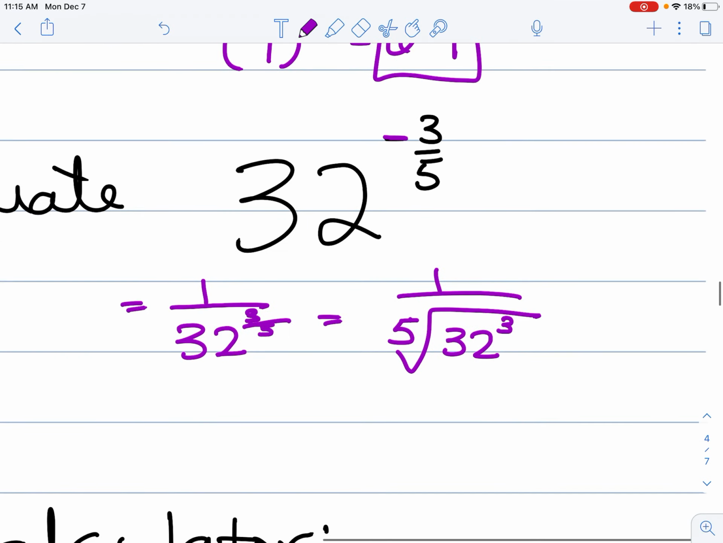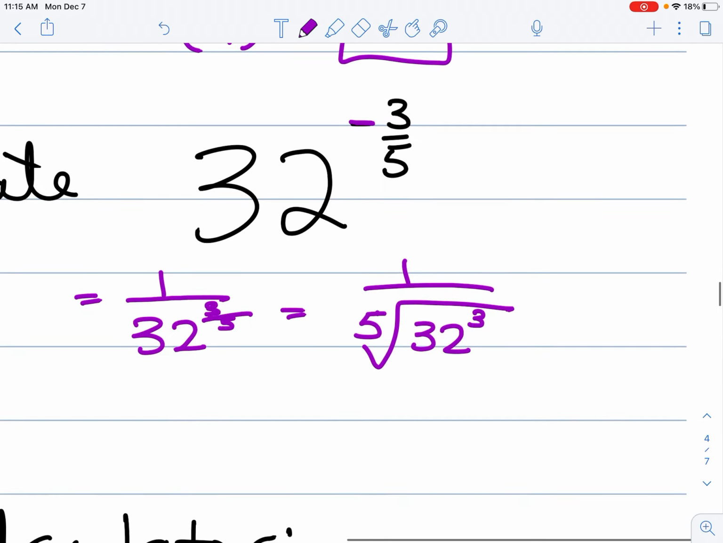Now, just keep in mind, when I'm talking about those 5th roots, I'm going to look at that x to the 5th list. So I know 2 to the 5th is really 32. 3 to the 5th is 243, and so on.